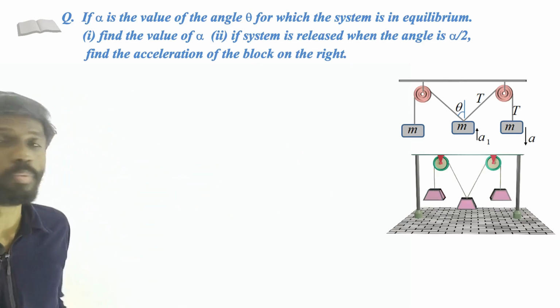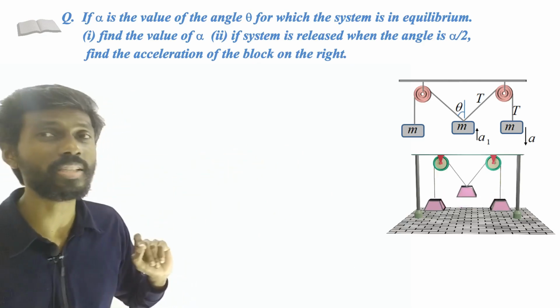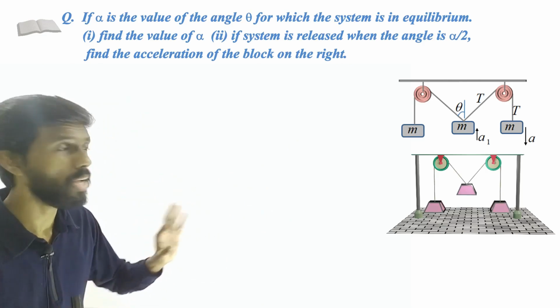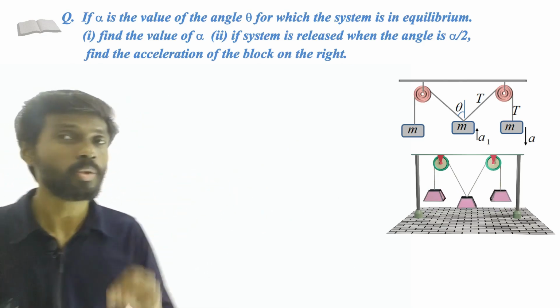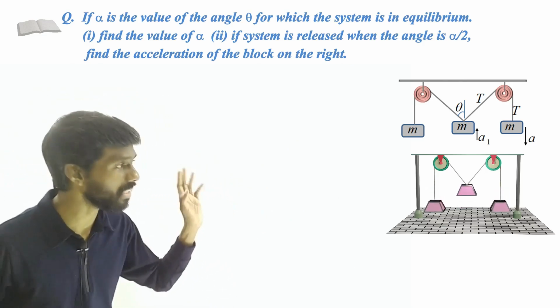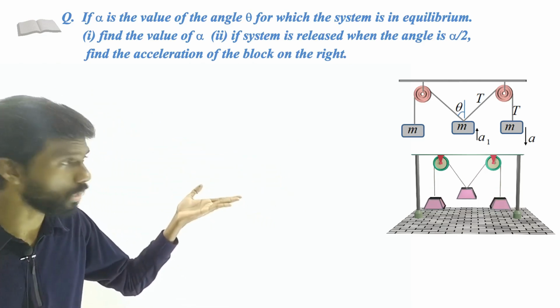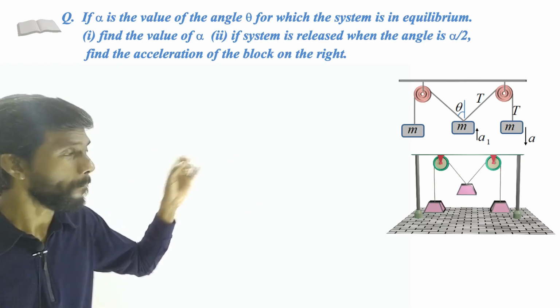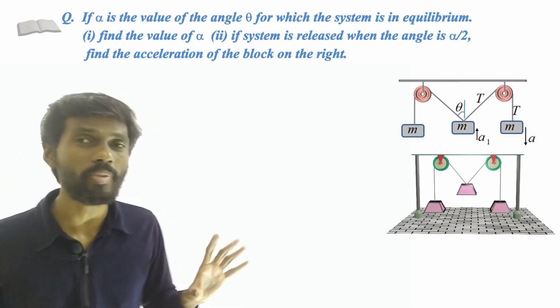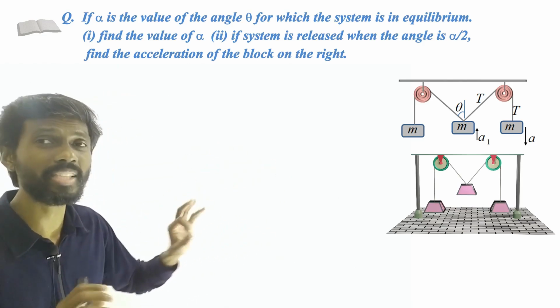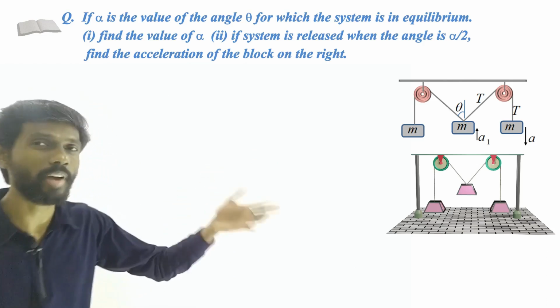But this block is moving in the upward direction, but not along the string. So their accelerations are not the same. The middle one has different acceleration. So we have to find the relation between these accelerations. Like we did earlier, this object is moving in the upward direction. But first of all, the system is in equilibrium. First let's find the angle theta for which the system is in equilibrium. Later on, we can find the acceleration.